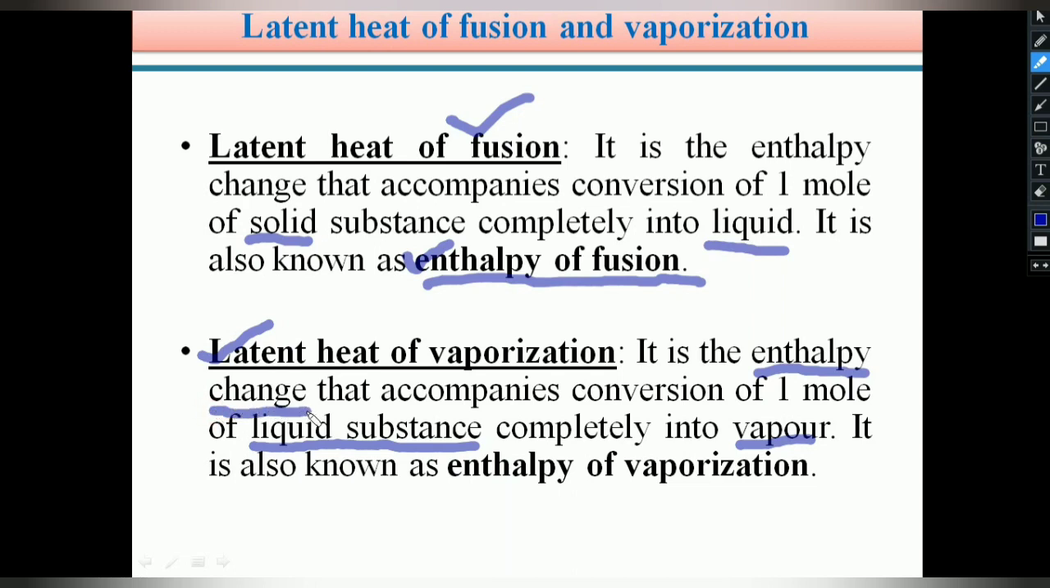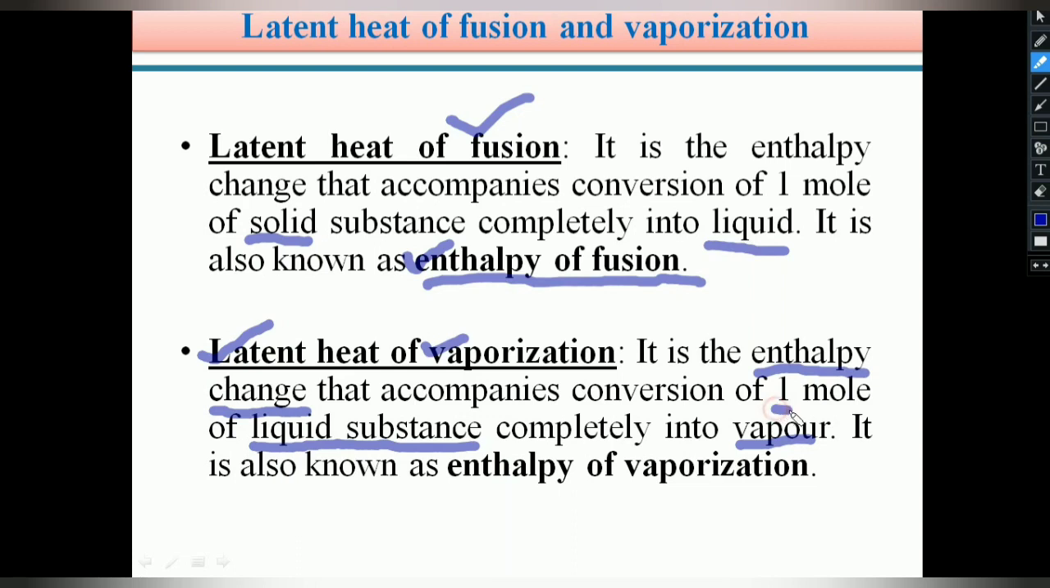So, students, in your examination, the question may ask like this: define molar heat capacity, what is specific heat, define latent heat of fusion, or define latent heat of vaporization, define enthalpy of fusion, enthalpy of vaporization. Whatever the manner the examiner may ask a question, you can easily write these definitions. Just remember the two things only. Fusion, if he asks fusion, 1 mole of a solid substance into liquid.